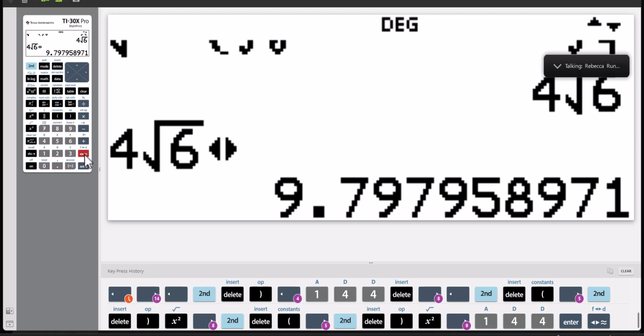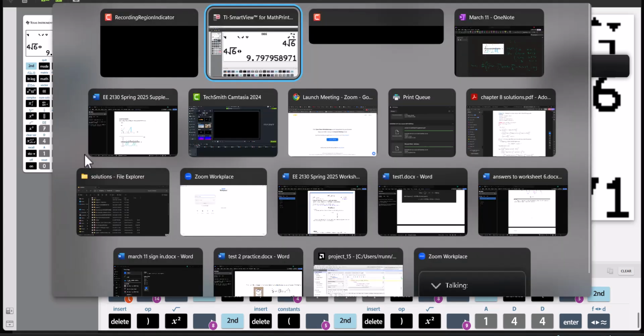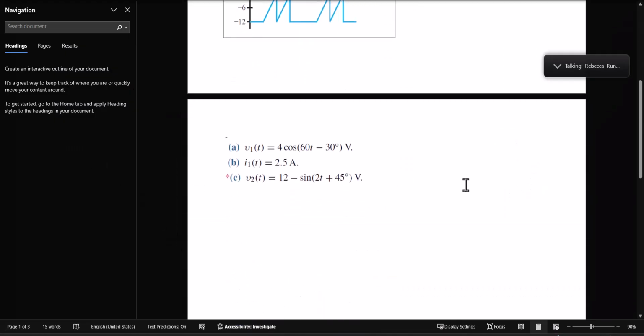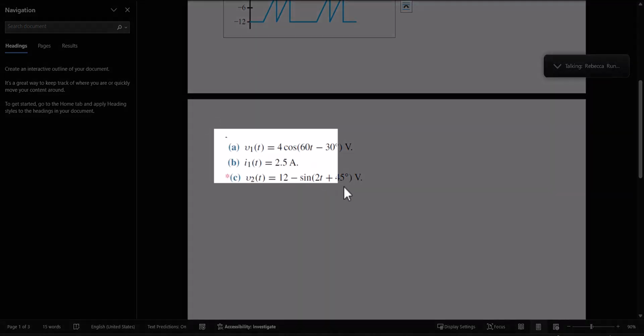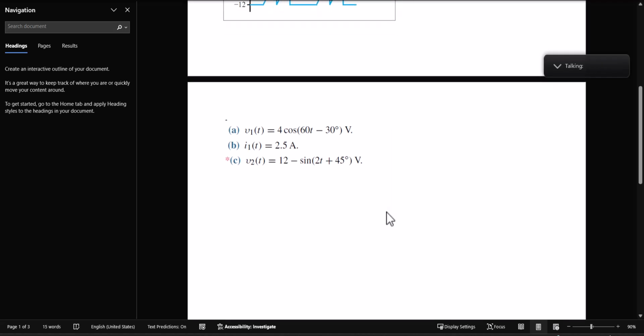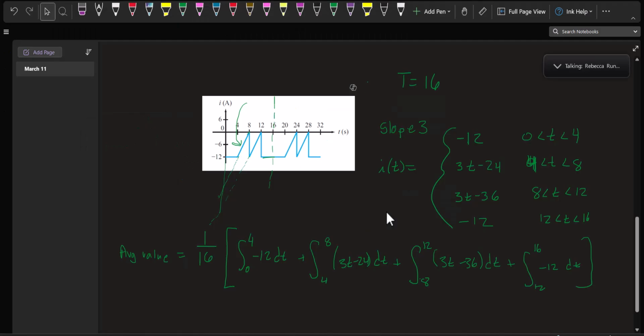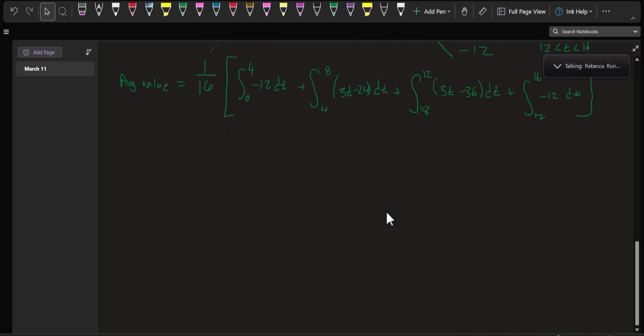Okay, and then for the ones that have function values, you do the same thing. So it would be, what did the directions say? Okay, determine the average, okay.